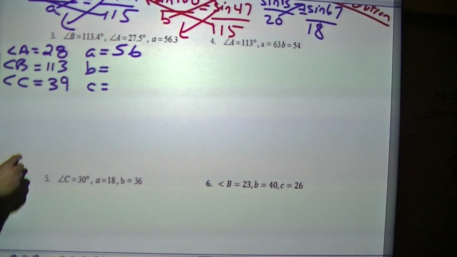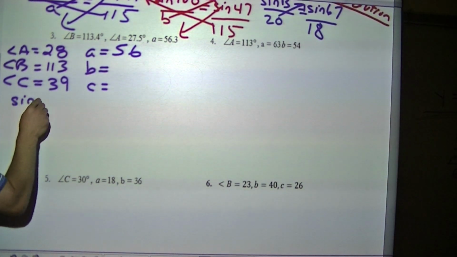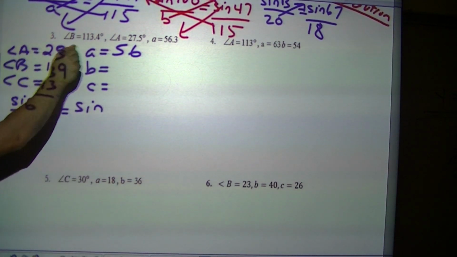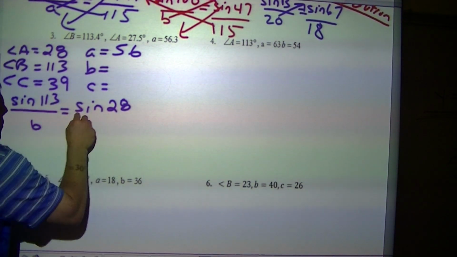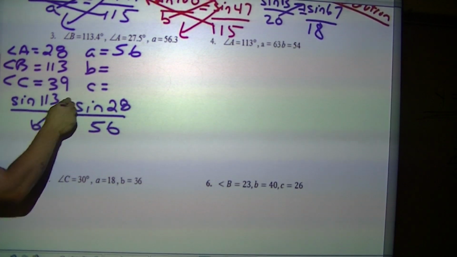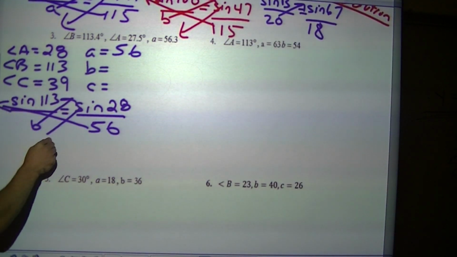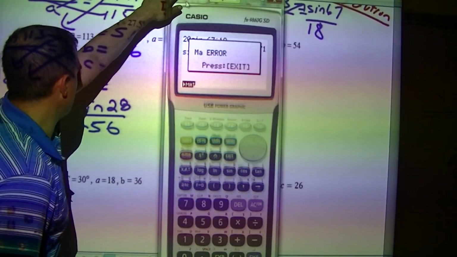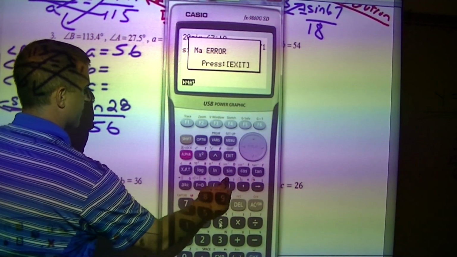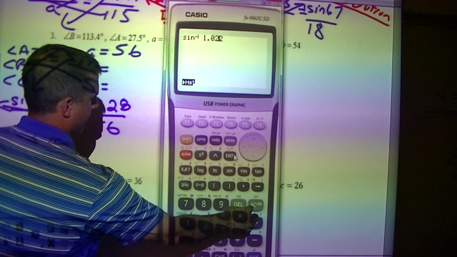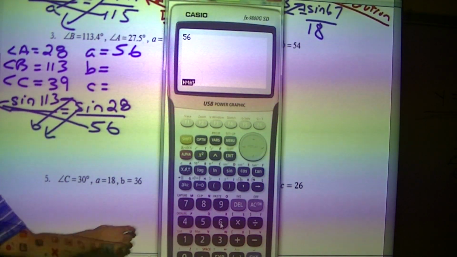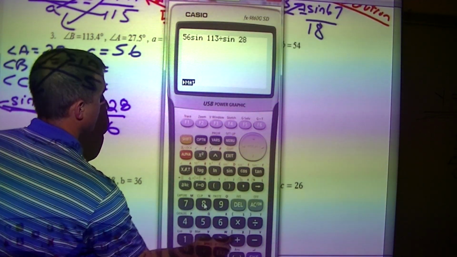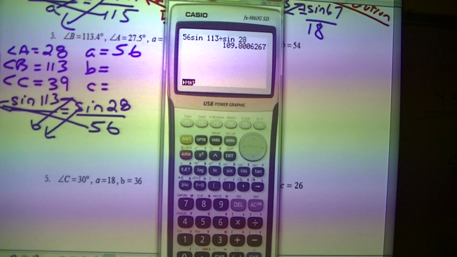What I'm going to do is first find side B. So sine of 113 over little b equals sine of, the only thing I can set it equal to is 28 over 56. So this goes up, this goes over, this goes down. So what I have here is 56 sine of 113 divided by the sine of 28. That's going to be about 110.